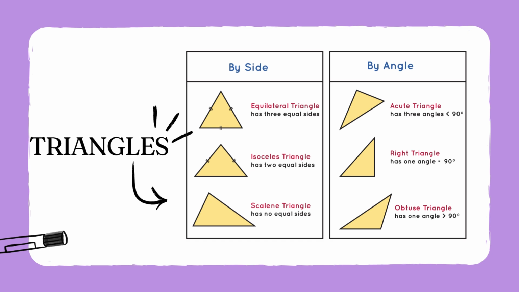A. Equilateral triangle has 3 equal sides. B. Isosceles triangle has 2 equal sides. C. Scalene triangle has no equal sides.